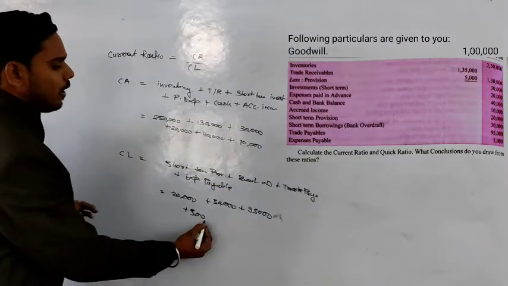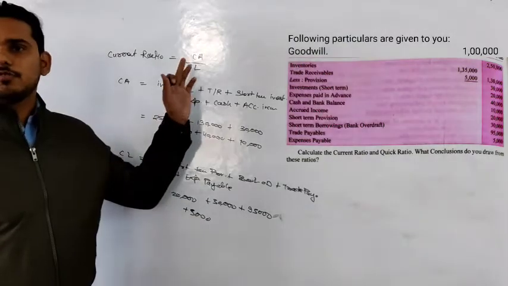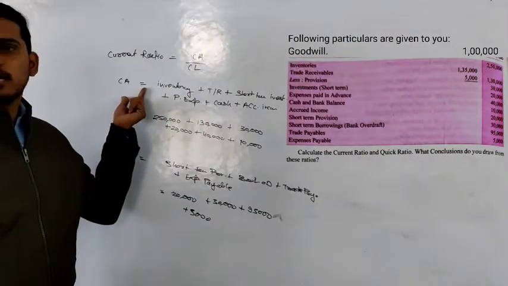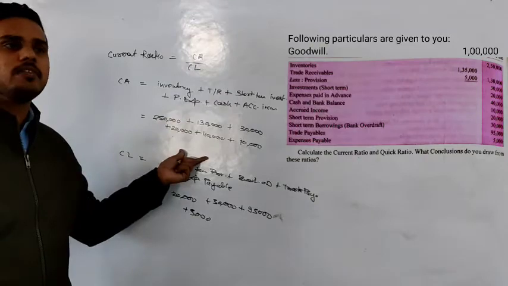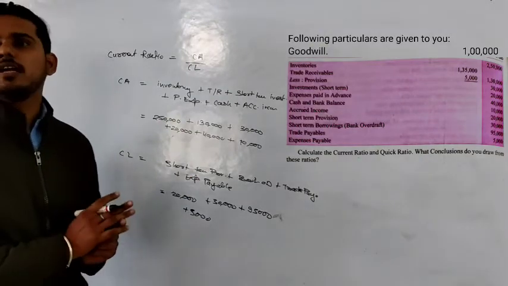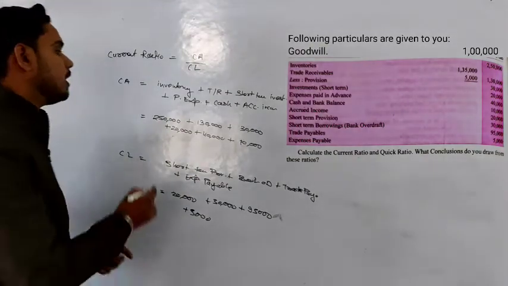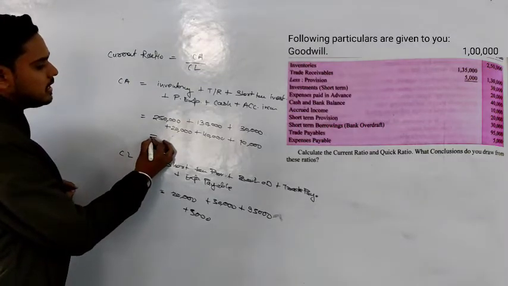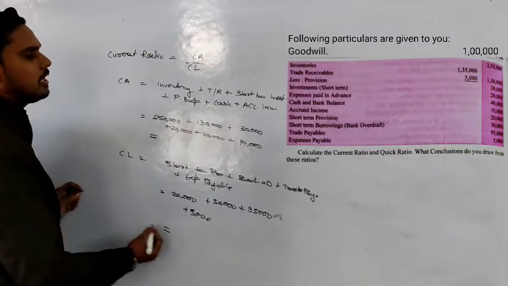Can you see how I am writing these things? Firstly, I have written the formula, then I have taken the current asset, current liability formula, and here the values. Right? This way we can do. No confusion, no? Okay. Now we can find the total current asset and total current liability.